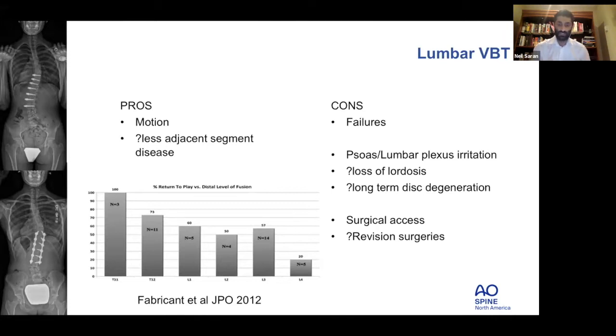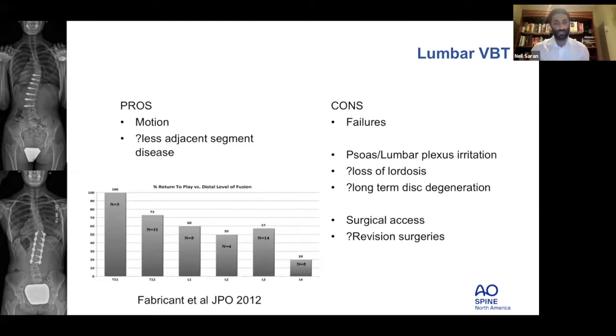There's an interesting study that was published in 2012 by Fabricant that looked at really athletic patients, not just all comers. Most of the studies that talk about return to function and return to play really look at all comers, and they're looking at, do they get back to gym class? This paper was really about athletes playing outside of gym class at a higher level and what percentage of them got back or returned to play. And you really see that trend from T11 down to L4.